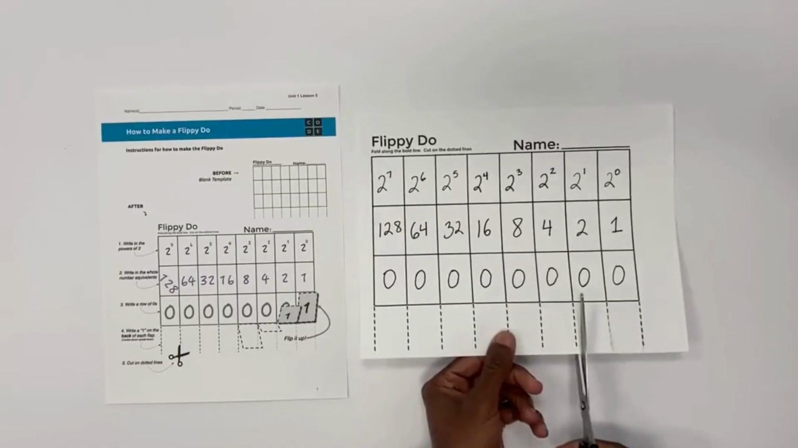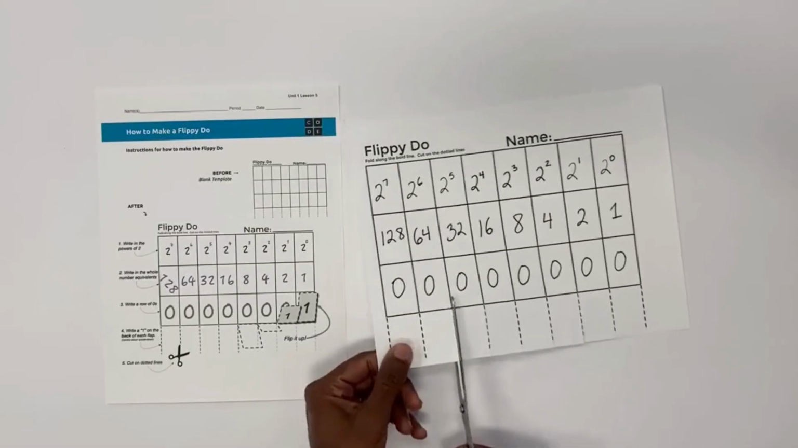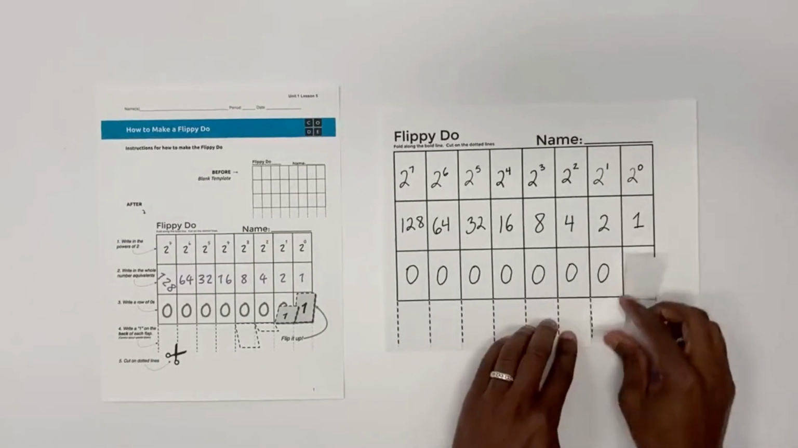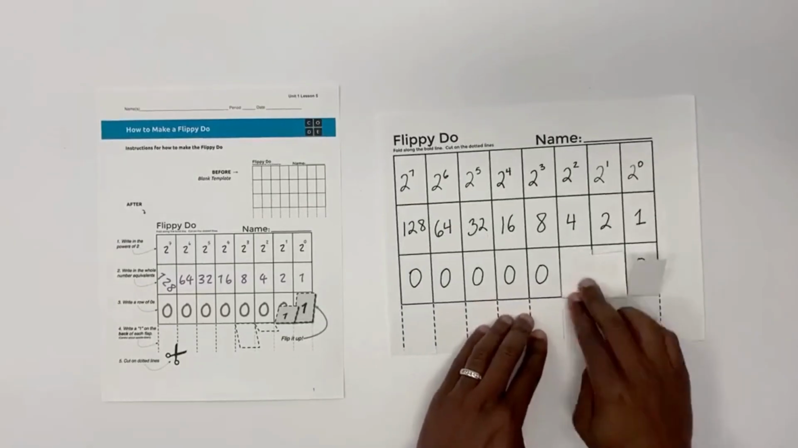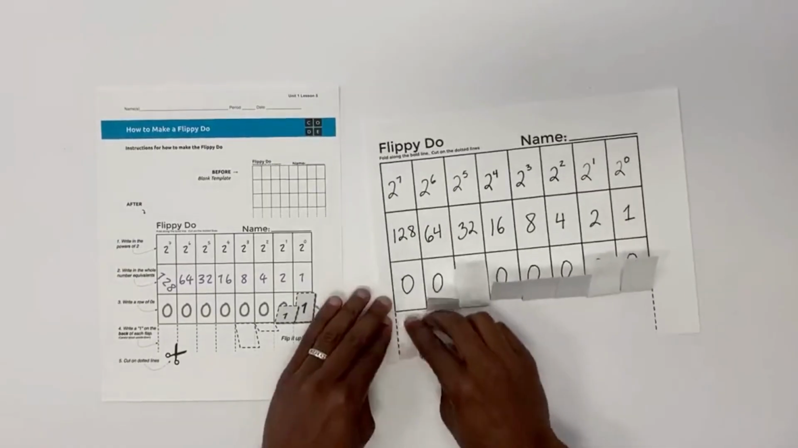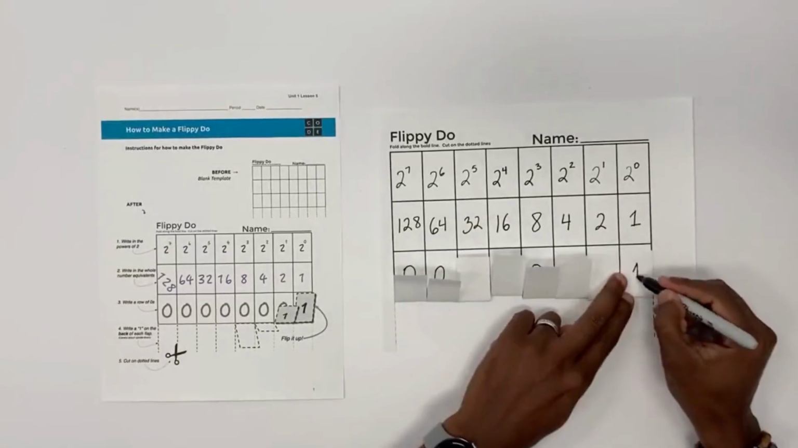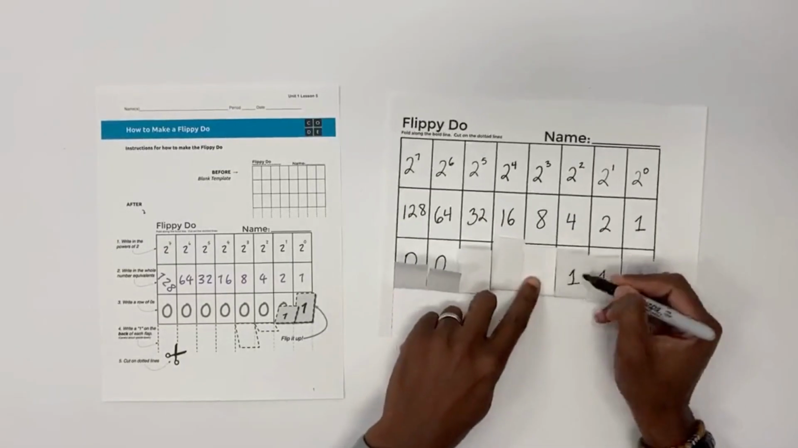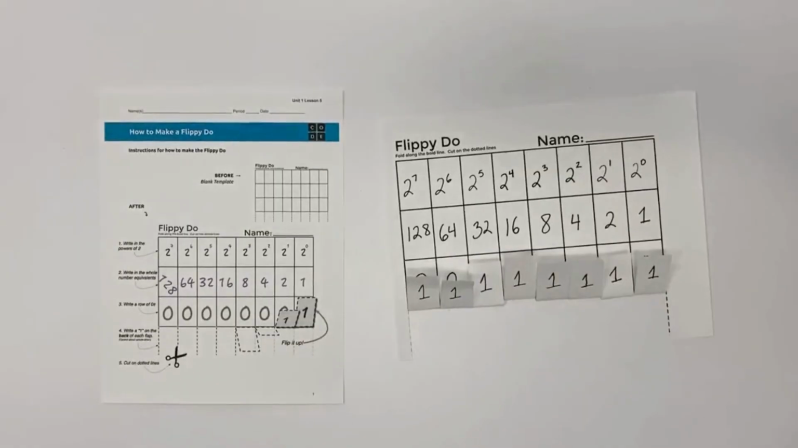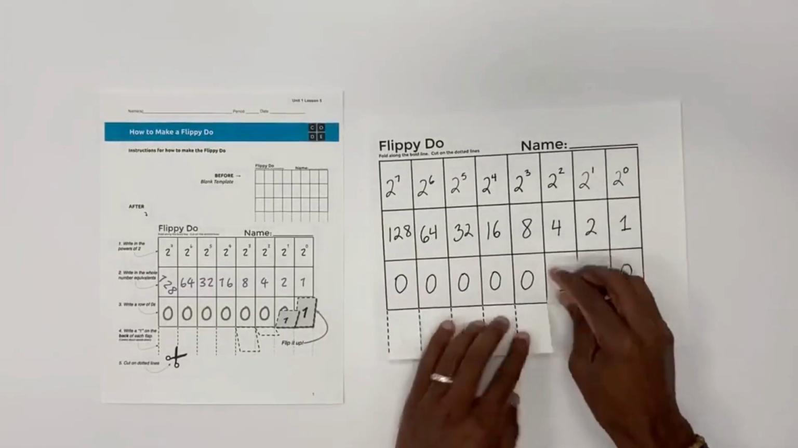Now we grab our pair of scissors to cut along the lines on the fourth row. Finally, flip each one and write the number 1 on the backside. Pause the video here in order to complete filling out the Flippy Do.